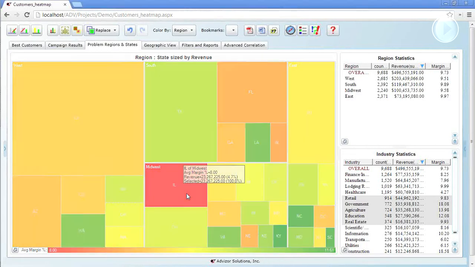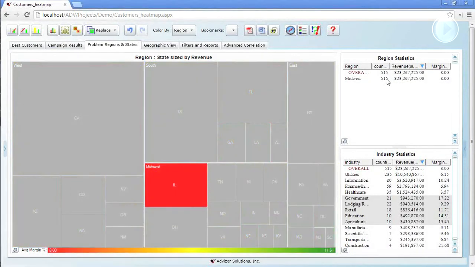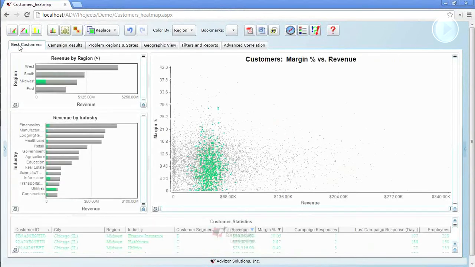So we selected with a mouse. In the charts on the right, the report formats will show quickly that there's 515 customers in Illinois, and there are the statistics. The heat map is linked to the other charts and the other pages, so let's go back to the best customers page and see if we can see what's going on. Well, clearly, the customers in Illinois are typically low revenue and low margin accounts.